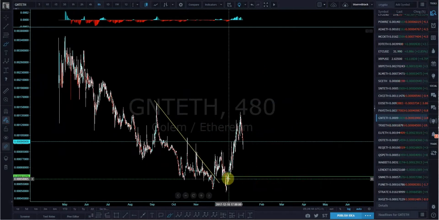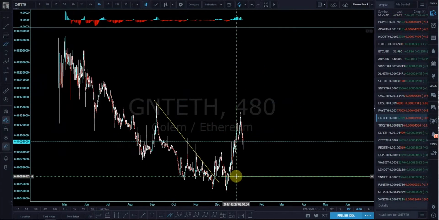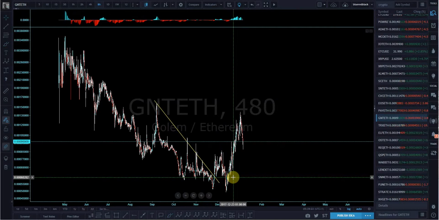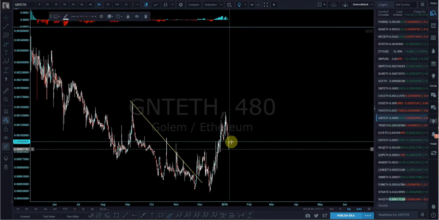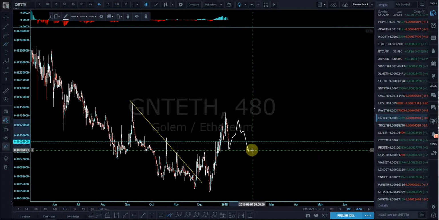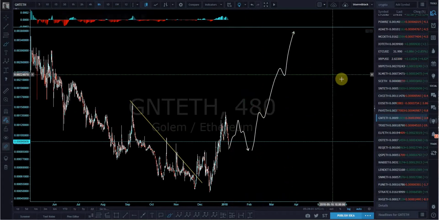I missed it. I was going to have an order somewhere over here, but I never ended up taking the trade, and it went up quite a bit. I think if this goes something like this, that would be a perfect buy setup to go up.